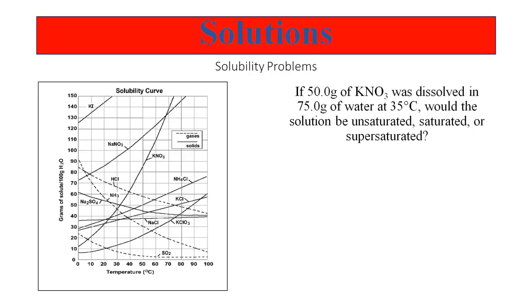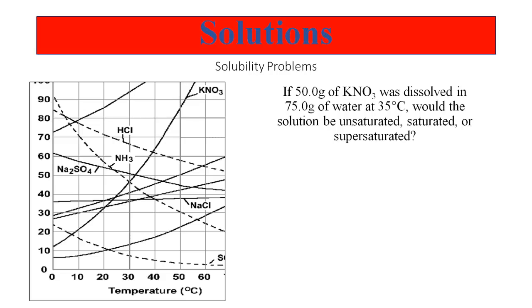The second type of problem: if 50.0 grams of potassium nitrate was dissolved in 75.0 grams of water at 35 degrees Celsius, would the solution be unsaturated, saturated, or supersaturated? First, let's talk about what those 3 words mean. Unsaturated means you have less than the amount of solute that can be dissolved. Saturated means you have the exact amount of solute to be dissolved. And supersaturated is when you have more than the natural amount of solute that can be dissolved into a solvent.